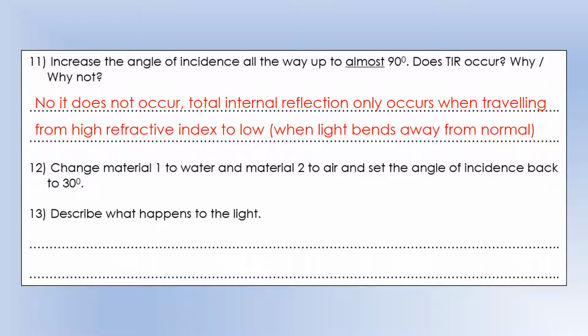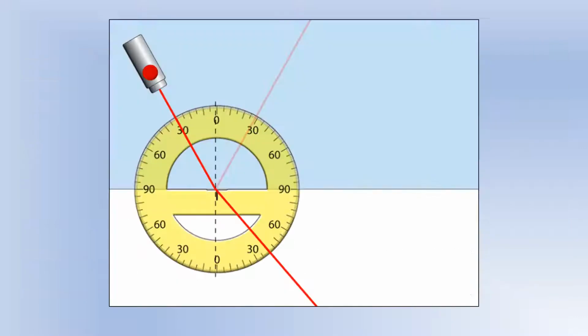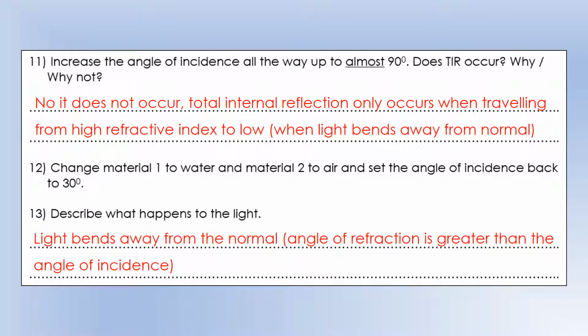So now what we're going to do is change them around. We're now going to change material 1 to water and material 2 to air and set our angle of incidence back to 30 degrees. And we want to describe what that looks like. So let's have a look. This is what we get. We're starting in water going into air. So we can see here that we have got light that is bending away from the normal. What that means is the angle of refraction is greater than the angle of incidence.